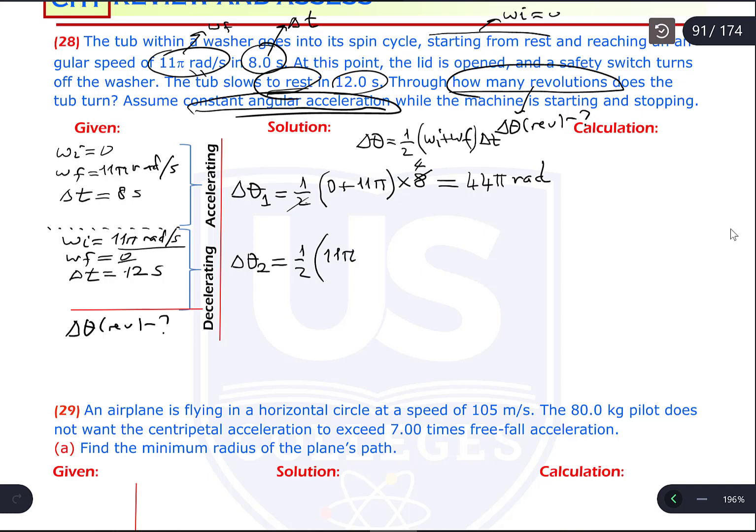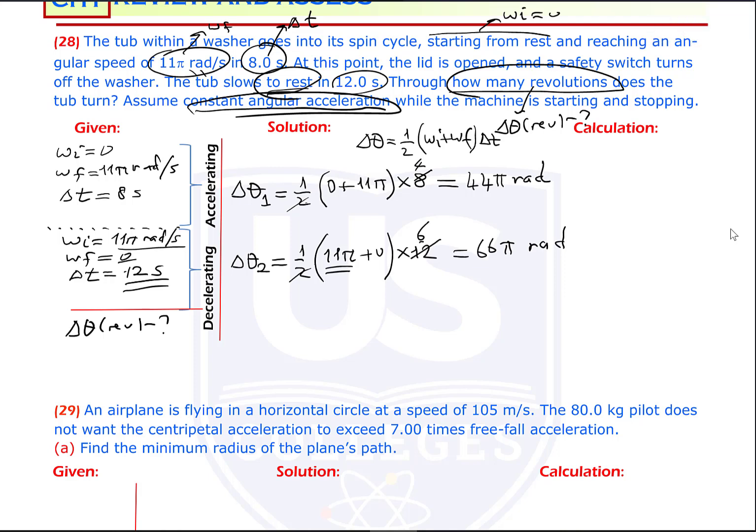Final is now 0 plus 0 multiplied by time interval, which is 12 seconds. 12 divided by 2 becomes 6. 6 times 11 is going to be 66. So angular displacement as this tube is stopping is 66 pi.